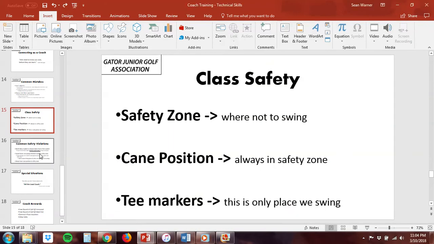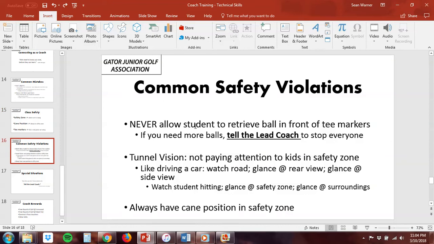All right, we have to really emphasize safety. Okay. All right, so common safety violations. Student goes and retrieves a ball. All right, they get really excited. They hit a good shot and it goes in the hole, and then they want to run out and go to get the ball out of the hole. All right, if that happens without any warning, you gotta yell freeze to everybody. You gotta be very loud, and you gotta tell everybody immediately to stop, because that's a very dangerous situation. Have a kid in front of where everybody else is hitting towards. Okay. All right. And if you need more balls, just speak up. Just tell the lead coach, hey, I need more balls.